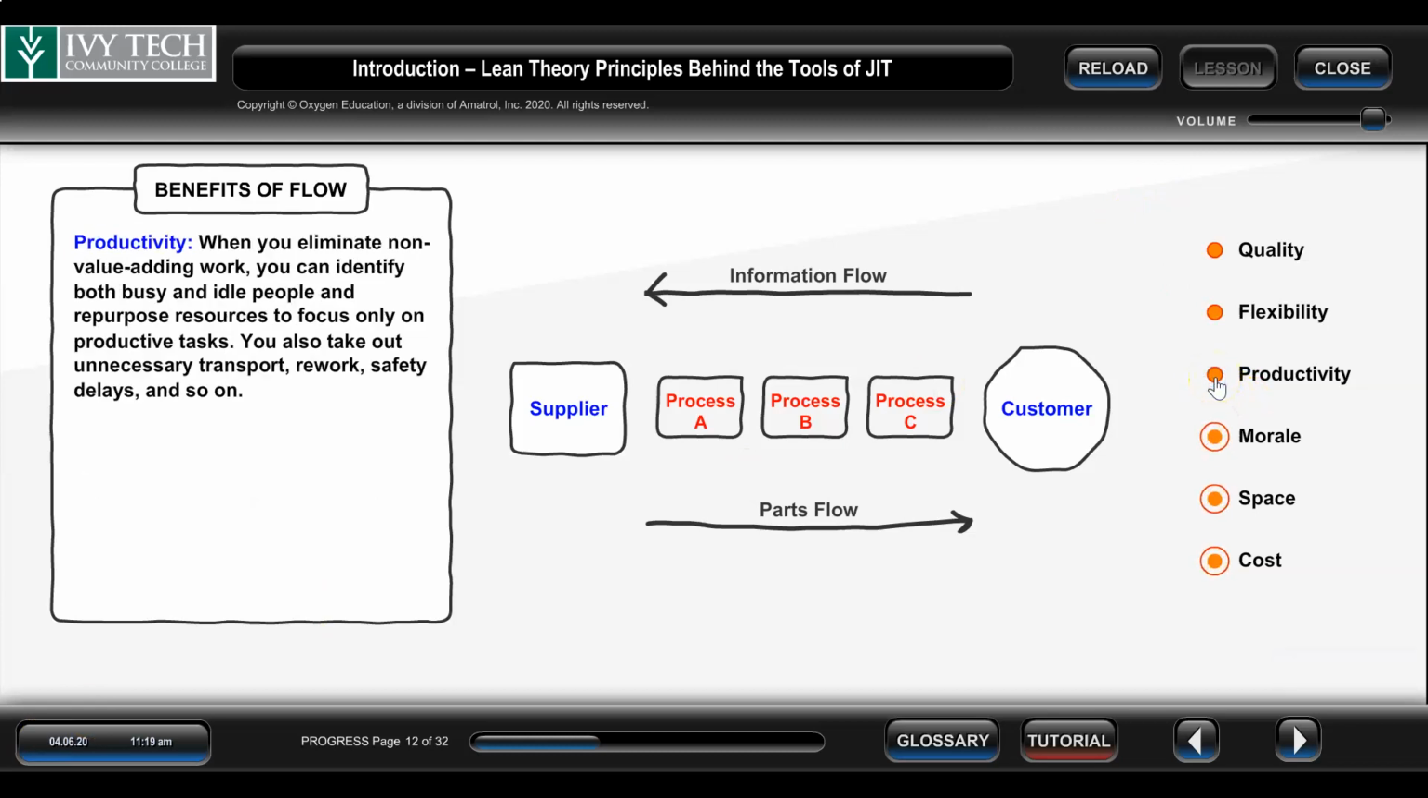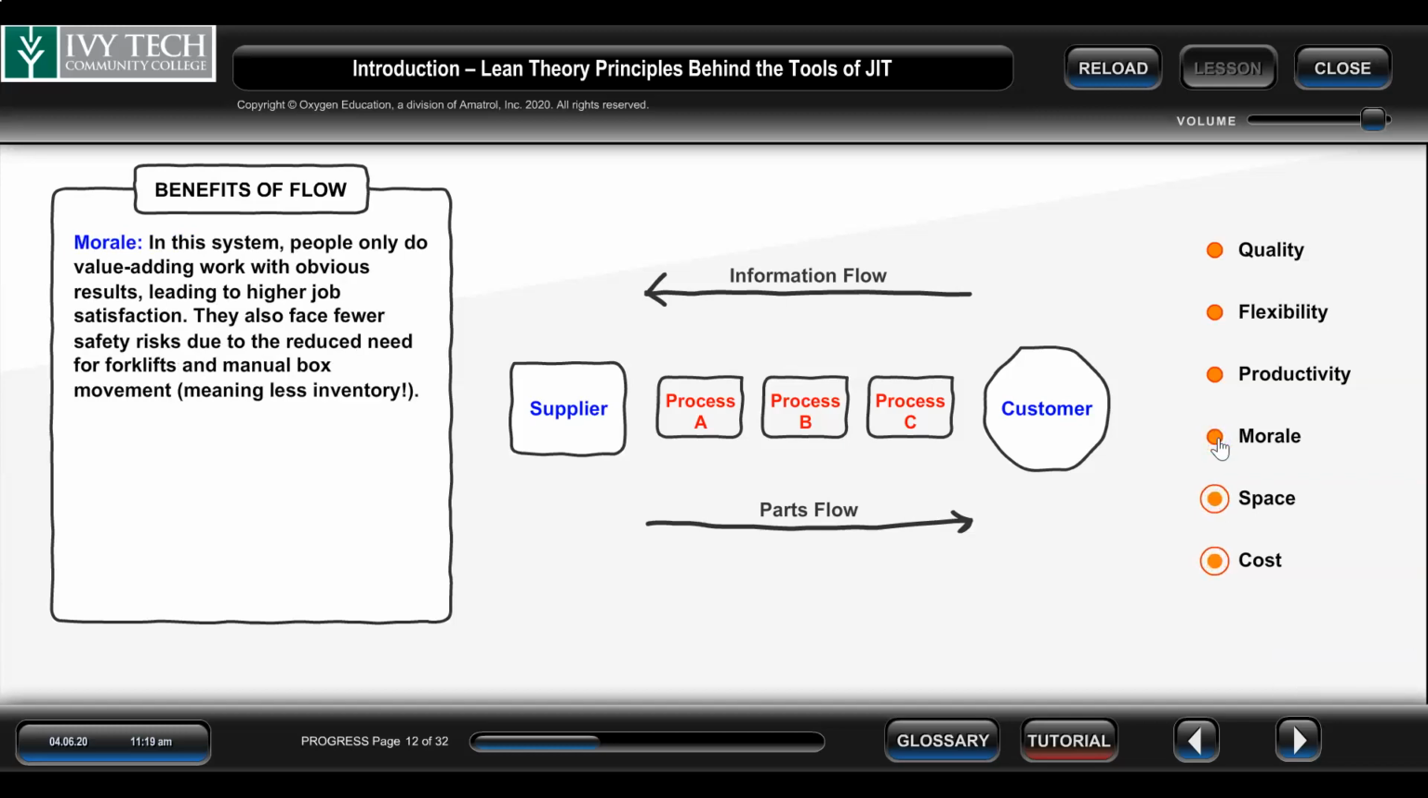Productivity. When you eliminate non-value-adding work, you can identify both busy and idle people and repurpose resources to focus only on productive tasks. You also take out unnecessary transport, rework, safety delays, and so on.